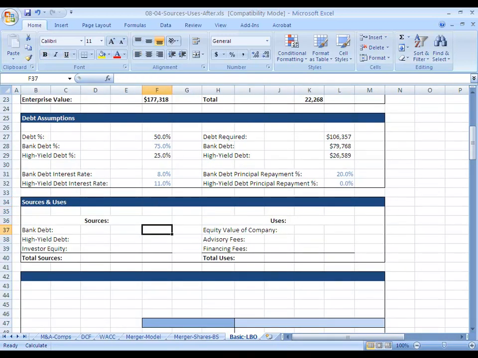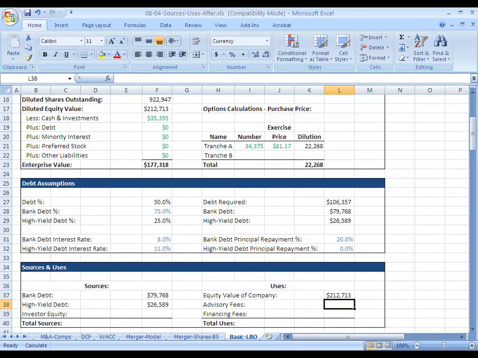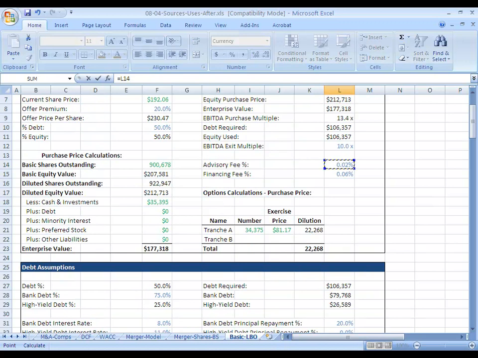So to begin filling this out, we can just link in the bank debt and high yield debt to start with. So the bank debt is just the 79 billion number right up here. The high yield debt is the 26 or 27 billion number right here. For the investor equity, we're going to leave this one blank and come back to it because this calculation is not immediately obvious. For the equity value of the company, we can just go up to our transaction assumptions where we've defined it right here. For the advisory fees, what we want to do is take this 0.02% number that we've defined and then multiply it by the equity purchase price.